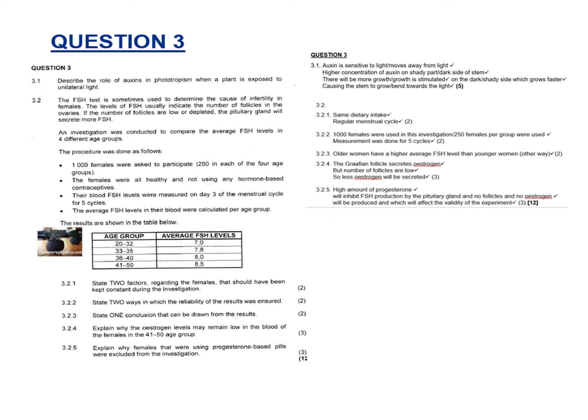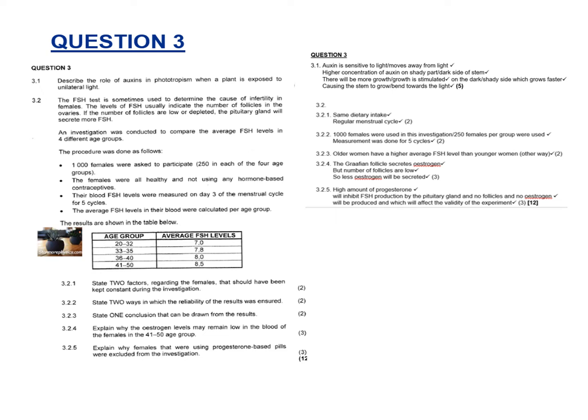So 3.1, we know auxin is sensitive to light. So auxin will move away from the light, and so we know auxin will move to the shady part, or to the darker side. And because auxin moves to the shady part, there'll be more auxin on the shady or the dark side. And the more auxin on the dark side, that will cause more growth to occur, and more growth will be stimulated, which will cause the growth to occur faster on the darker side, and this will cause the stem to grow and bend towards light. That's what was required for 5 marks.